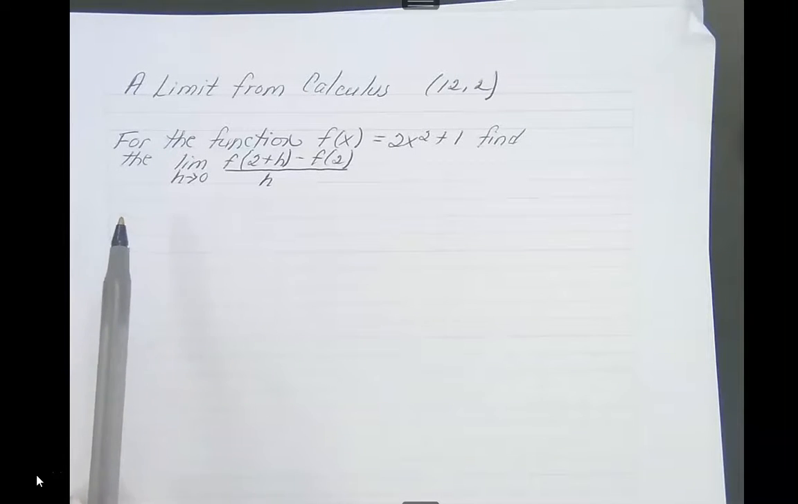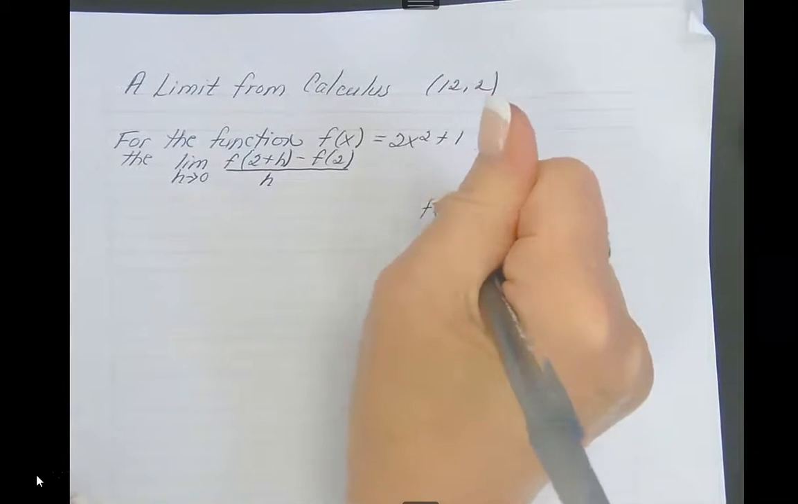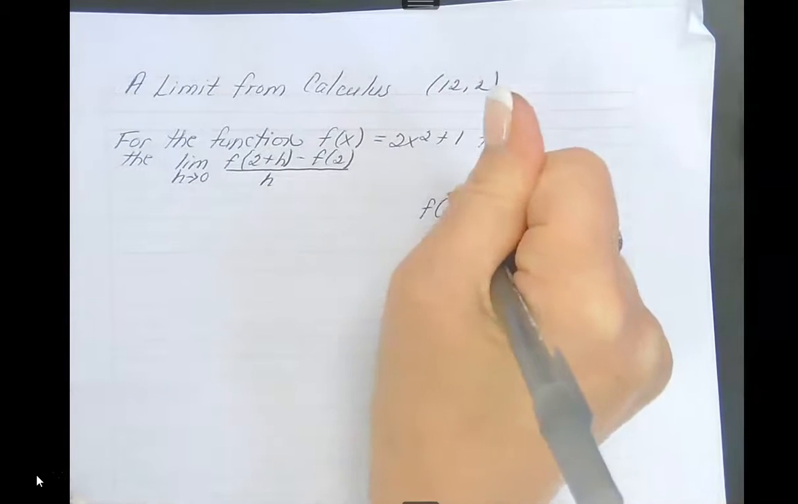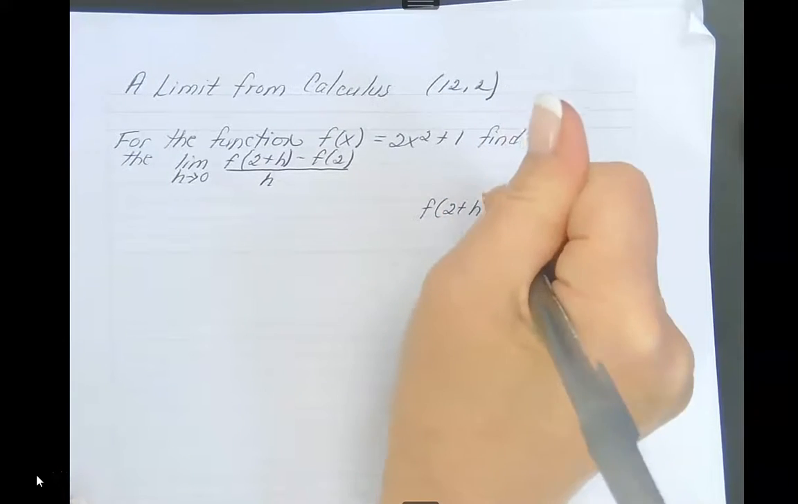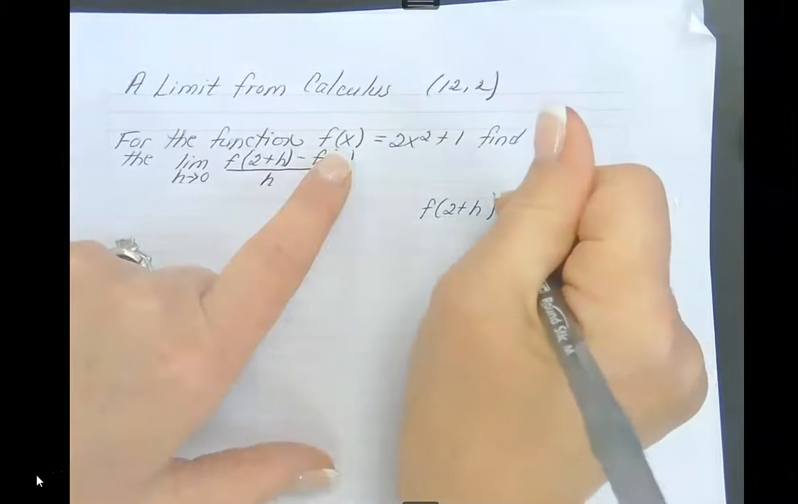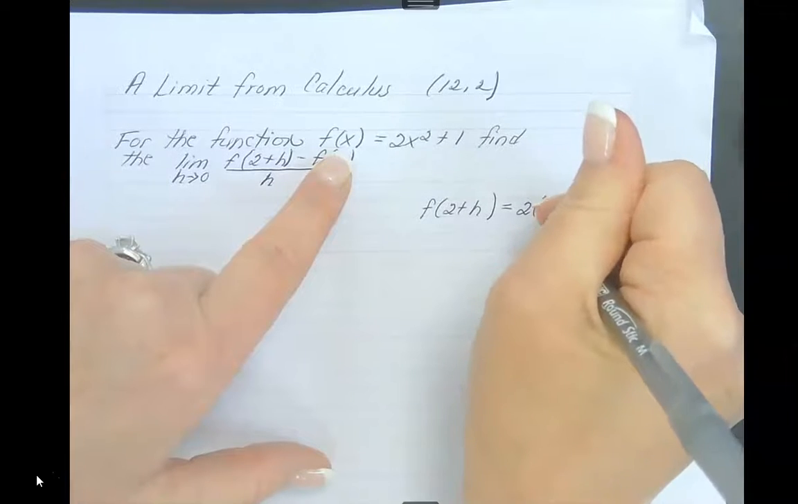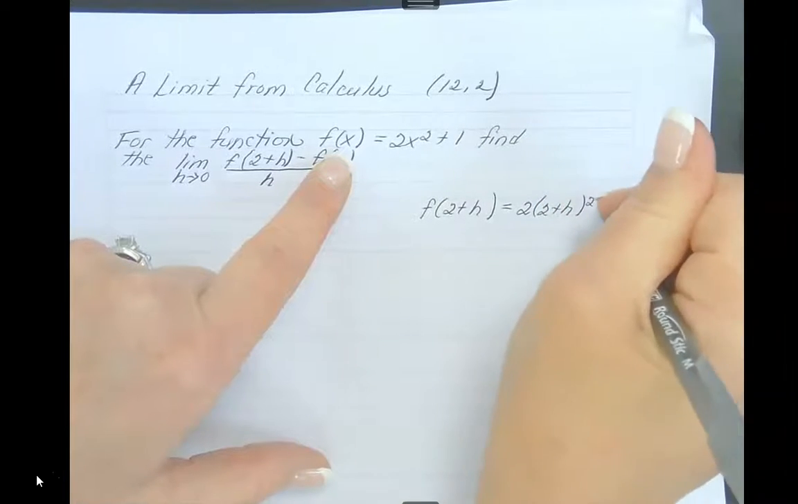So we're looking for the function f of x equals 2x squared plus 1, and we're going to find the limit as h approaches 0 of f of 2 plus h minus f of 2 all over h. Well, you remember from doing the difference quotient, and I know you guys loved it, you have to find each of these parts separately. So we're going to start by finding f of 2 plus h. So I'm taking 2 plus h and substituting it in for x into the expression 2x squared plus 1. So it's 2 times 2 plus h, the quantity squared, plus 1.